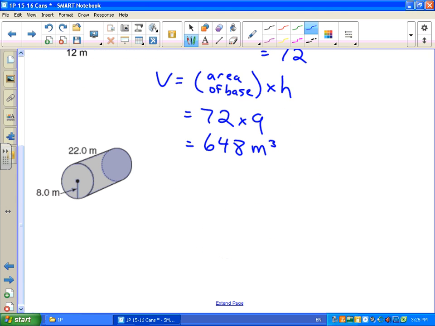Okay. Let's look at our next shape here. We've got a cylinder. Switch colors here. We've got a cylinder here. Now, same thing for a cylinder. We want to use this formula. Okay. Area of the base times height.